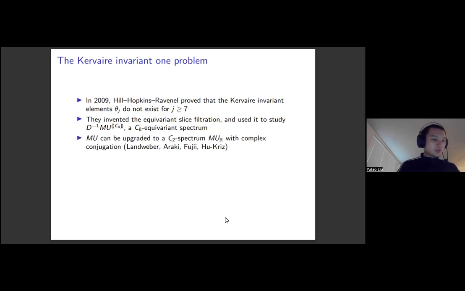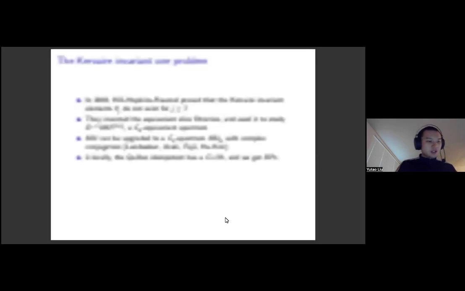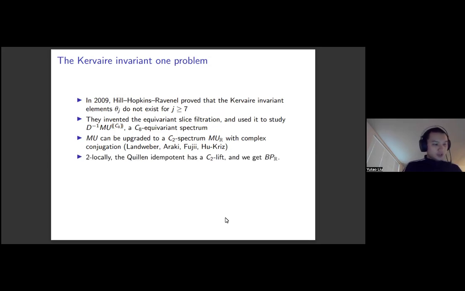You can begin with the non-equivariant MU, which can be upgraded to a C2 spectrum, which we call MUR, by using the complex conjugation as the C2 action. It was studied by multiple people, by Landweber, Araki, Fujii, and Hu and Kriz, with different methods. When we localize at 2, the Quillen idempotent also has a C2 lift, and here is how we can construct BPR. Then we can take the norms of either MUR or BPR, so we can construct MU or BP as a C2^n equivariant spectrum.